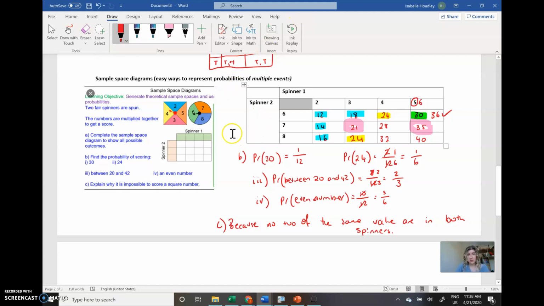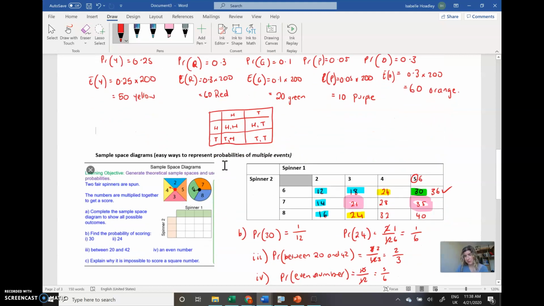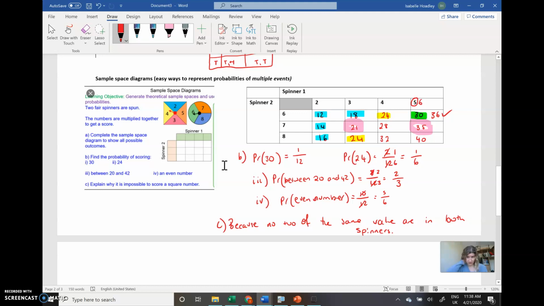Alrighty, so that's it for sample space diagrams, and for what we were doing before that, expected frequency, and actually for probability. So have a go at some of the questions, and then, yeah, we'll take it from there.